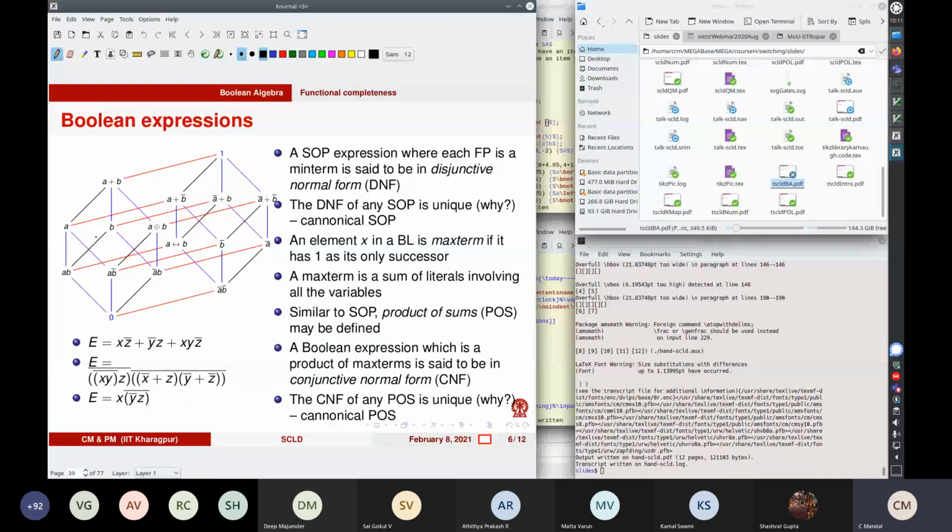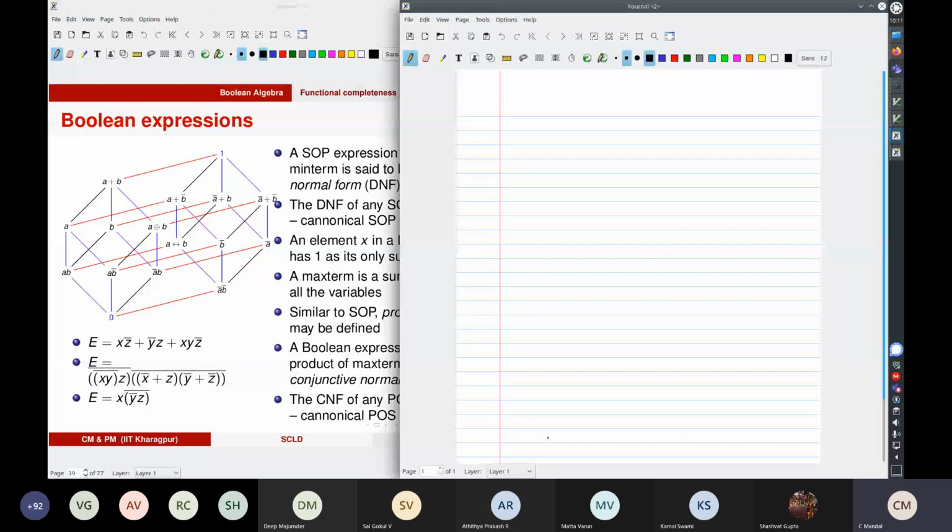So suppose we take a function like this. Suppose I write an expression like this. Let us say A plus B, and if I say times A bar B. Suppose I just write an expression like this: A or B, and A bar or B.